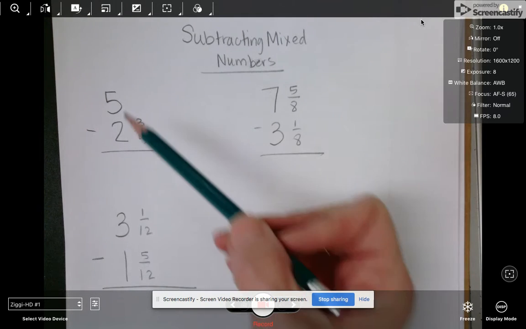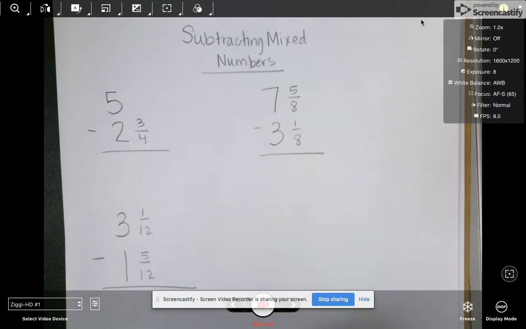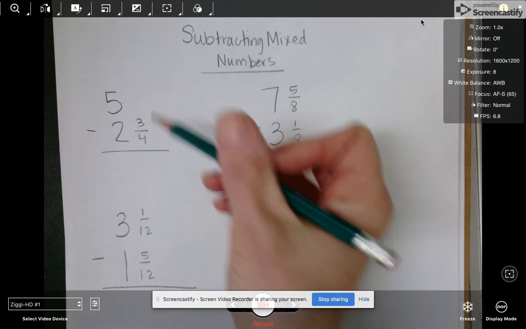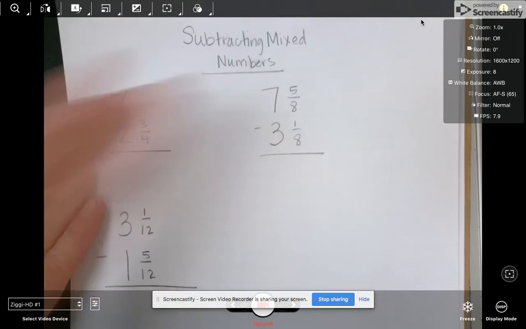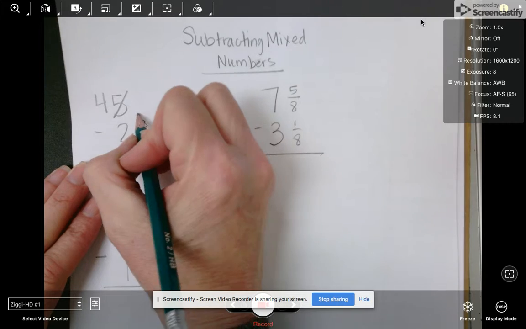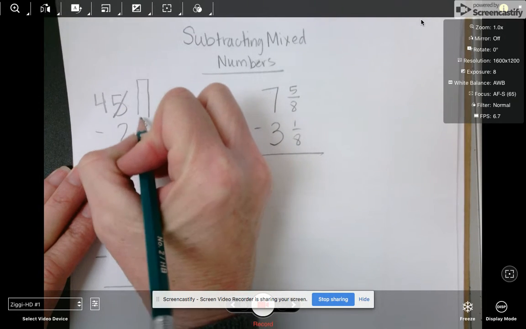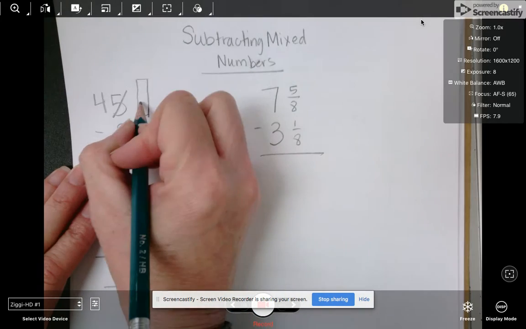First thing we notice is that we have a whole number on top without a fraction attached to it. So in order to subtract this, we have to get our fraction to go along with the 5. We take from the 5. It's going to become a 4. We have to have a fraction that is equivalent to 1 next to the 4.